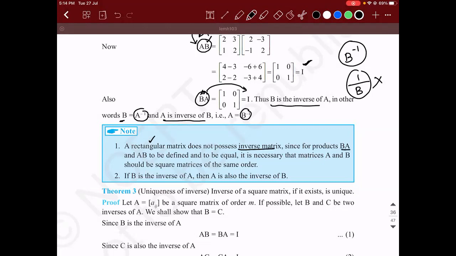For the products BA and AB to be defined and to be equal, it is necessary that the matrices A and B be square matrices of the same order. Secondly, if B is the inverse of A, then we can say A is the inverse of B. I hope this point is clear, guys. Right? This is all about an invertible matrix.